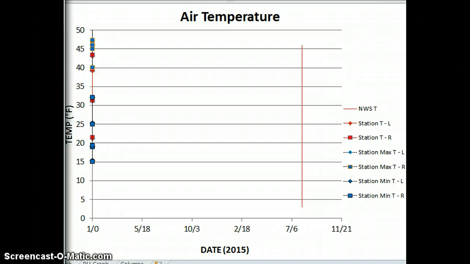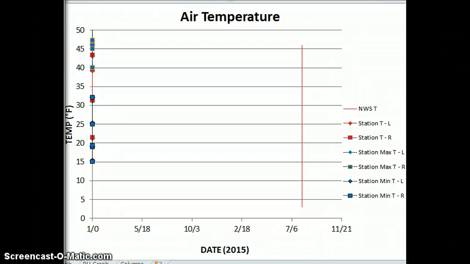The Beaufort number was at 0, and it was mostly cloudy that day. We had some cumulus clouds out that day with no precipitation.